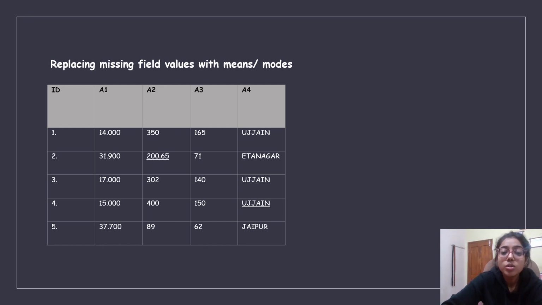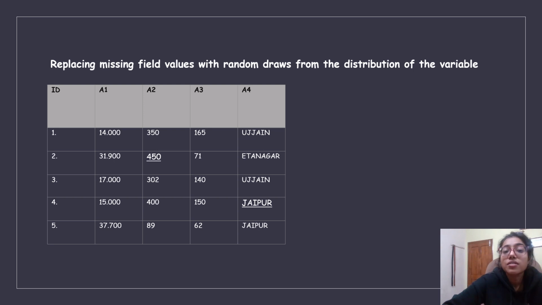Replacing missing field values with mean or mode. So what we do here is we take the mean of these numbers and divide it by 4, and here we take the mode of these values, that is which value is coming the most. So we can see Ujjain is coming 2 times, so here we write Ujjain, and the mean of these numbers would be 200.65, so that's why we have written here 200.65. Replacing missing field values with random draws from the distribution of the variable.